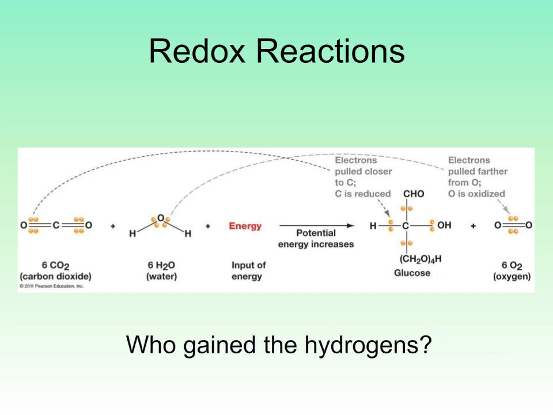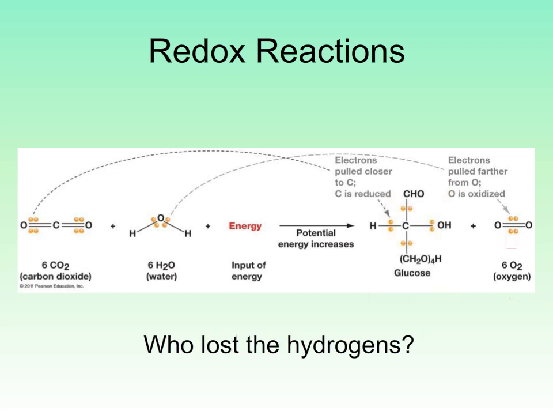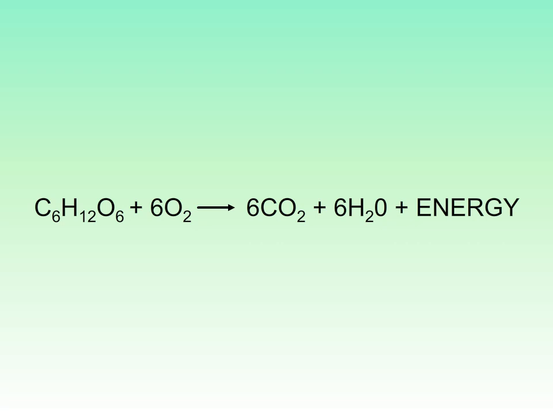So which molecule gained the hydrogen atoms? Yes, the carbon dioxide molecules were reduced to a glucose molecule. And who lost the hydrogens? Yes, the water molecules were oxidized to oxygen molecules. Since cellular respiration is the reverse of the reaction we just looked at, will glucose be reduced or oxidized as it is broken down? Yes, glucose is oxidized to carbon dioxide during cellular respiration.